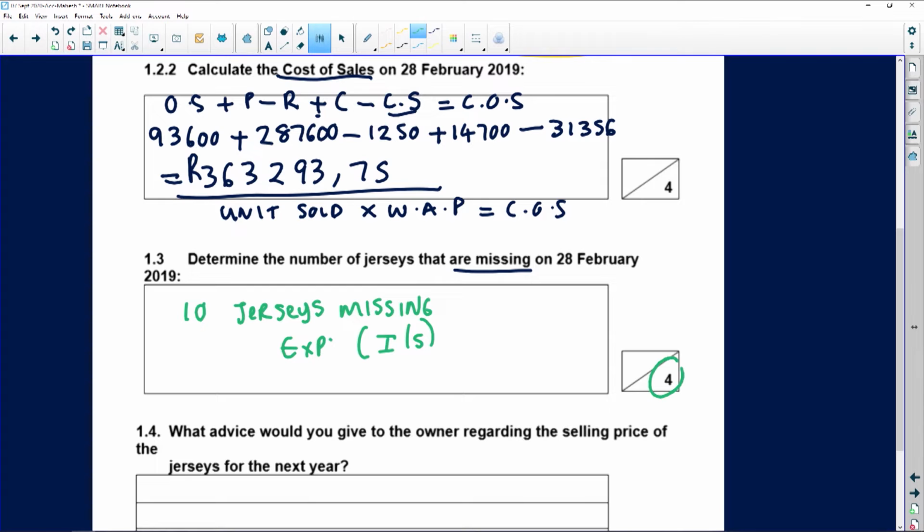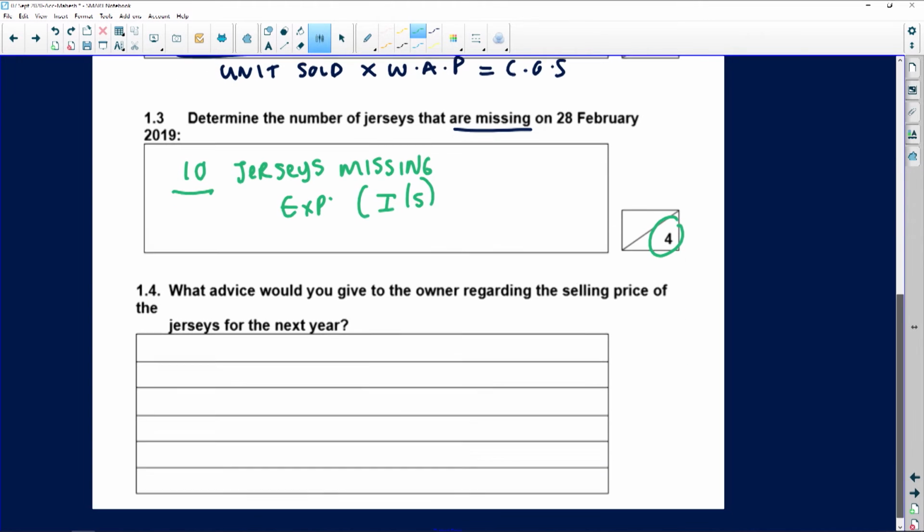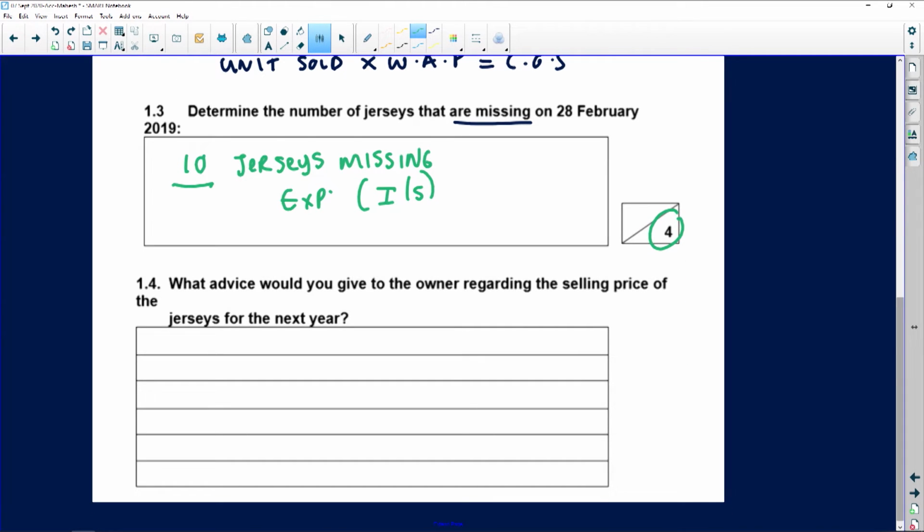Okay, so 4 marks in this case, just to calculate the number of jerseys that are missing. Right, I'm quickly looking at the clock. We still have 4 minutes, so we have enough time to do the last question. What advice would you give the owner regarding the selling price of the jerseys for the next year?